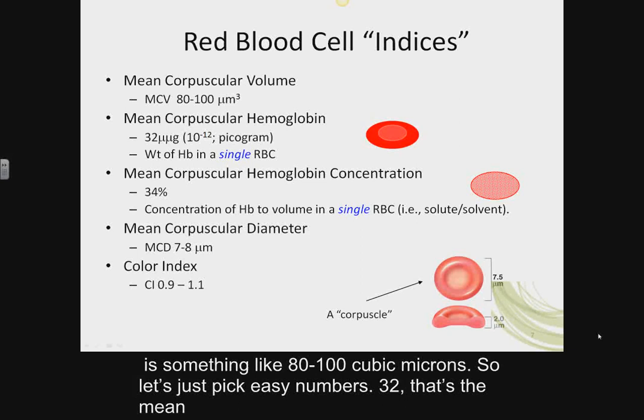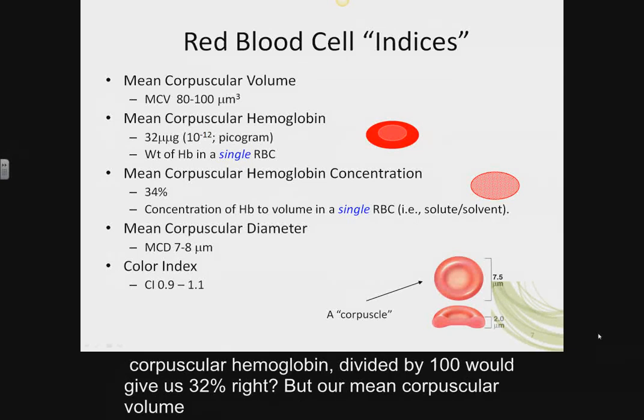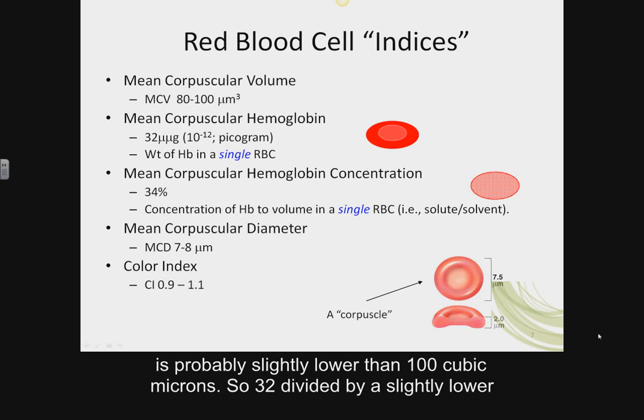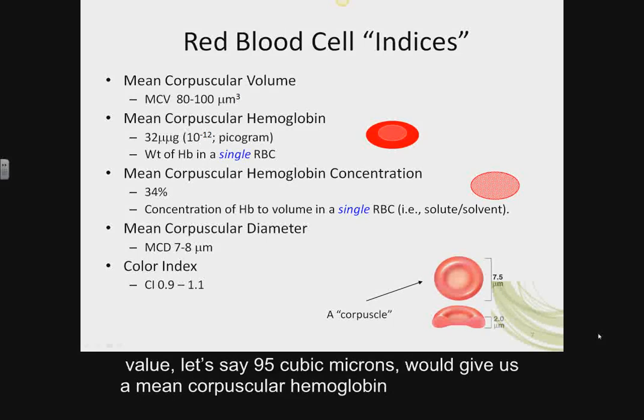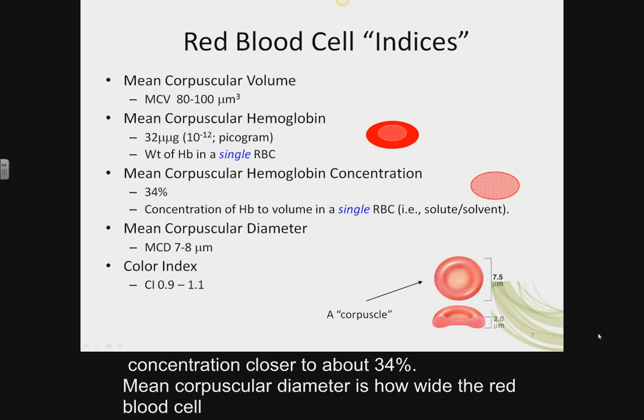So let's just pick easy numbers. 32, that's the mean corpuscular hemoglobin, divided by 100 would give us 32%, right? But our mean corpuscular volume is probably slightly lower than 100 cubic microns. So 32 divided by a slightly lower value, let's say 95 cubic microns, would give us a mean corpuscular hemoglobin concentration closer to that 34%.